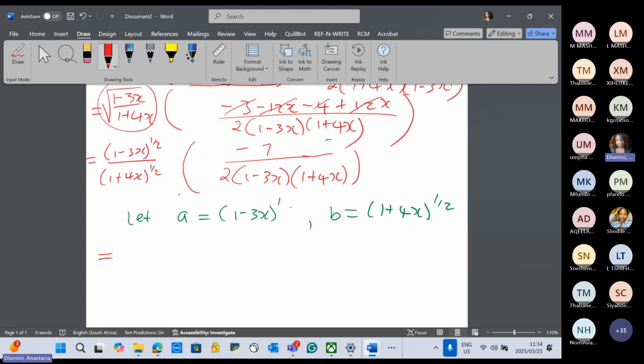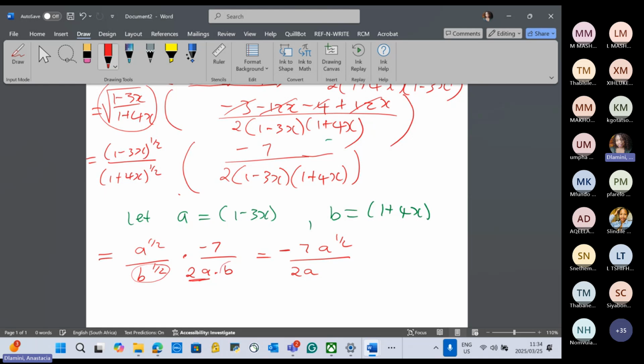So then we know that this is A to the power of 1/2 over B to the power of 1/2 times -7 over 2 times A times B. Do you see that? So this is -7A to the power of 1/2 over, what's this? Now look at this. This is 2A, isn't it?